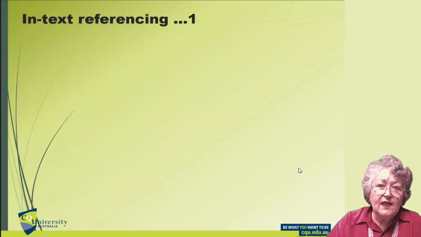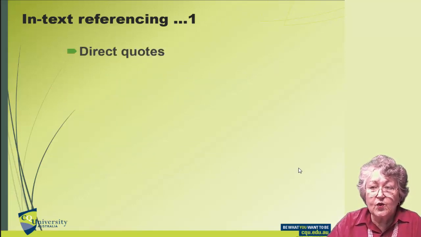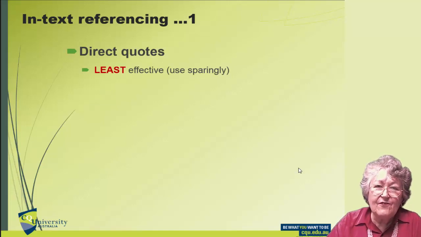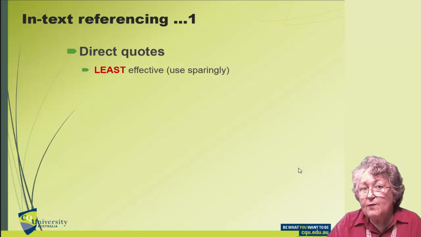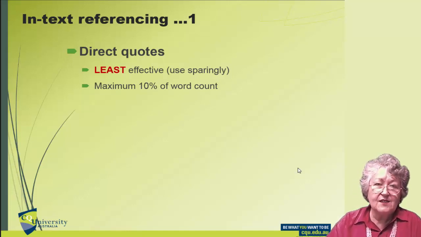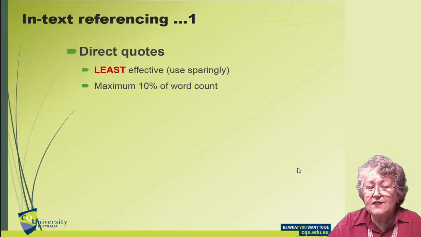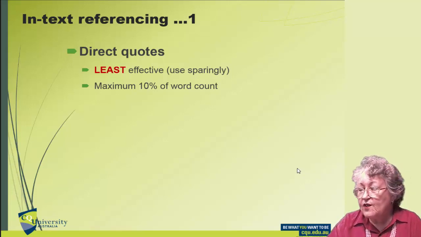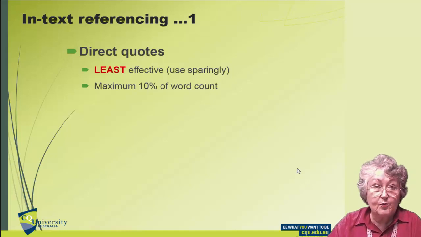Inside the text, you will need to reference whenever you use a direct quote. Now, this is the least effective way of referencing, and basically it's because you are only permitted to put 10% of your total word count into quotes. But you don't get any marks for quotes. Quoting is something that is there for people who cannot think for themselves, who are not able to rearrange words, or if the quote itself is so fabulous that you couldn't think of another single way in the world that you could possibly present it in a better way.